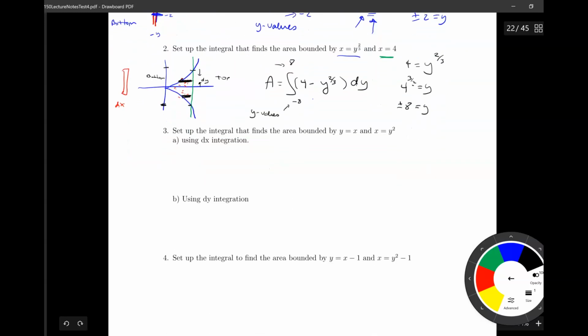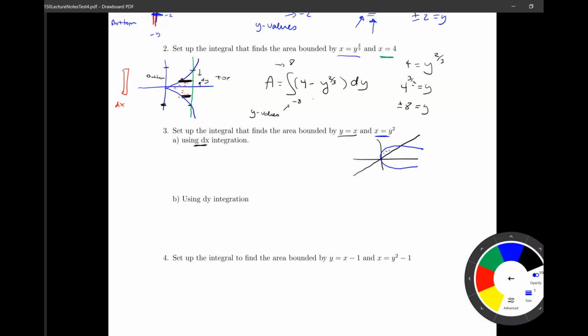All right, so sometimes I am going to say what kind of integration to use. If I say use dx integration, then I'm telling you how you have to draw the rectangles. So let's try to draw y equals x, and now let's draw x equals y squared. You know x equals y squared is the sideways parabola. I'm going to emphasize the curve there so I can see the area bounded.